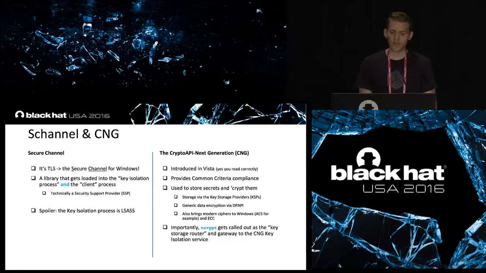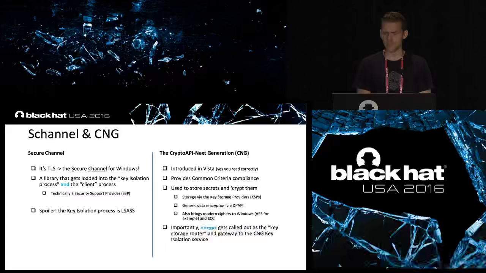So what does CNG do? It basically does two very distinct functions: it stores things, and it encrypts and decrypts things. Encrypting and decrypting is done via the Data Protection API, which Ellie Burstein, who spoke earlier, yesterday, was the guy who did the seminal research on. So we'll talk about that a little bit. And then it stores keys with the key storage providers.